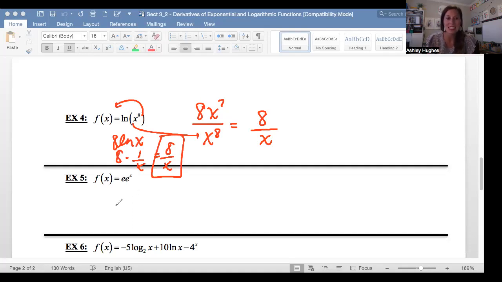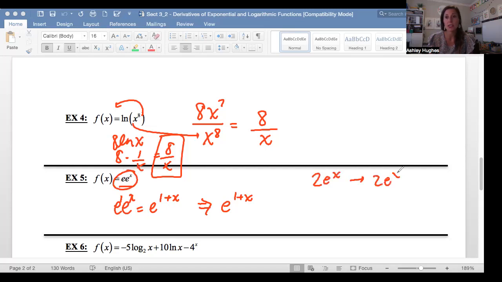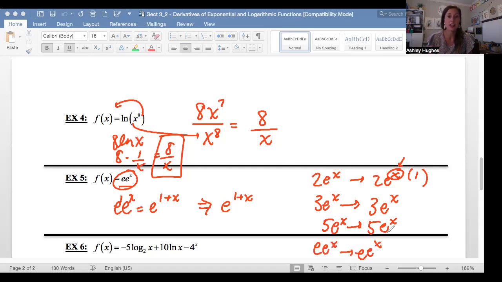This one's kind of tricky. e to the e times e to the x. There's a couple ways you could do this. You could write this as e to the 1 and use exponent rules and write e to the 1 plus x. And so the derivative of this is just e to the 1 plus x. You could also just keep it like this. And the derivative of this, if I had 2e to the x, the derivative would be 2e to the x, because you multiplied by the derivative of this exponent, which is just 1. If I had 3e to the x, it would be 3e to the x. If I had 5e to the x, it'd be 5e to the x. So if I have e to the x, it's just e to the x.